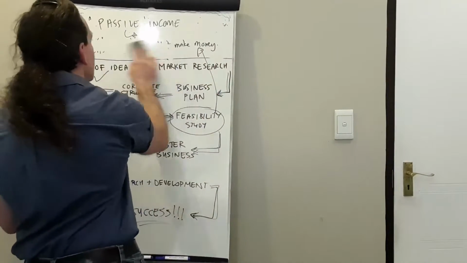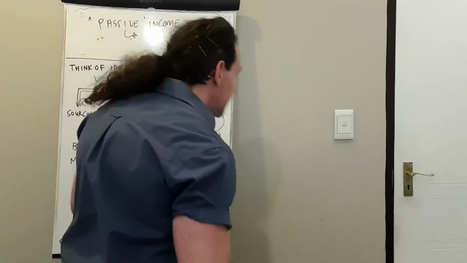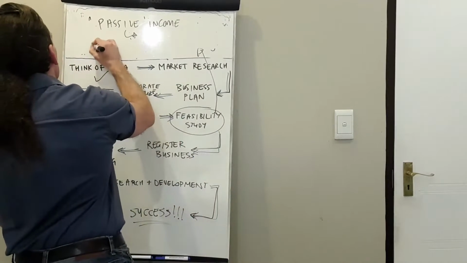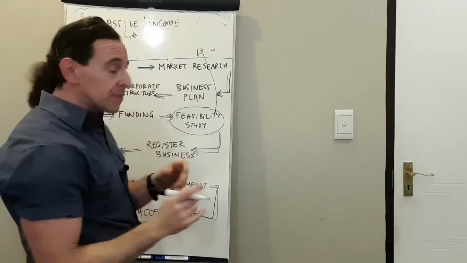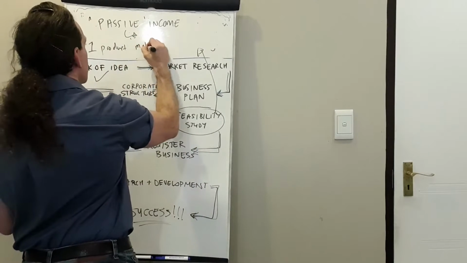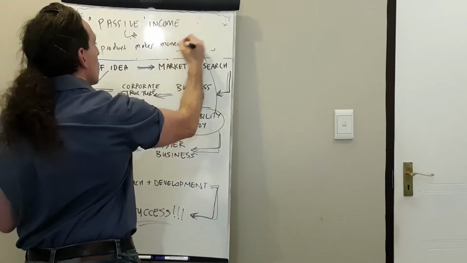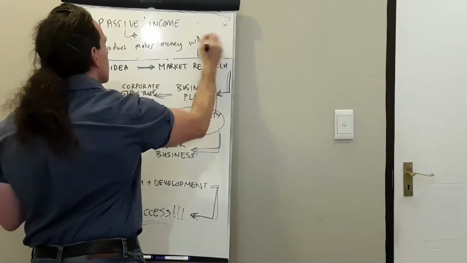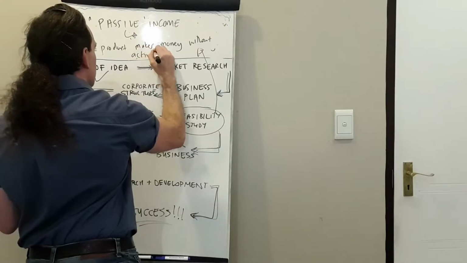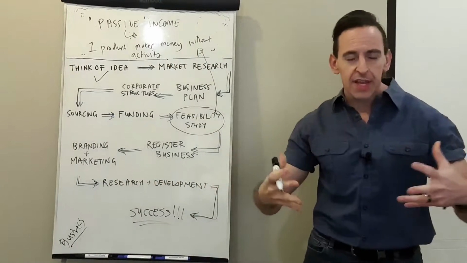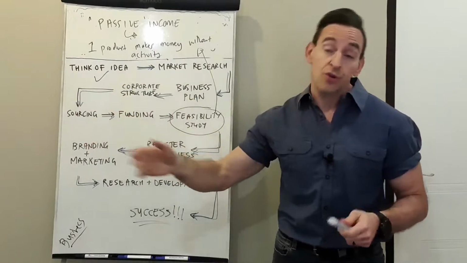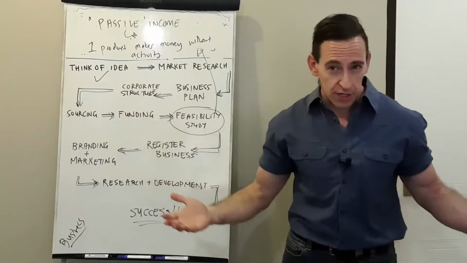So let's write up the definition of passive income. Passive income is when one product or one thing makes money without activity. Another thing that people talk about for passive income is the stock market or even cryptocurrencies.